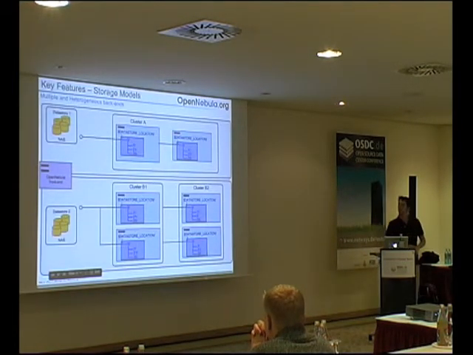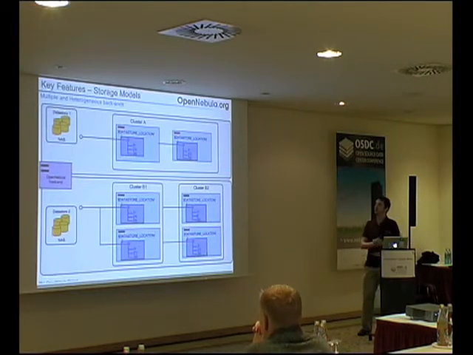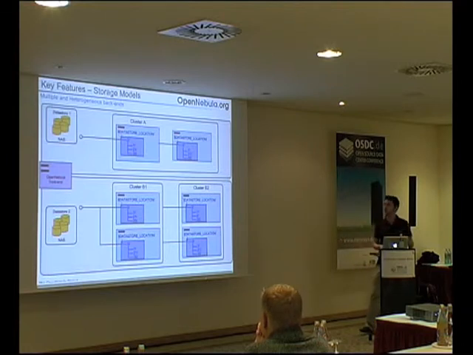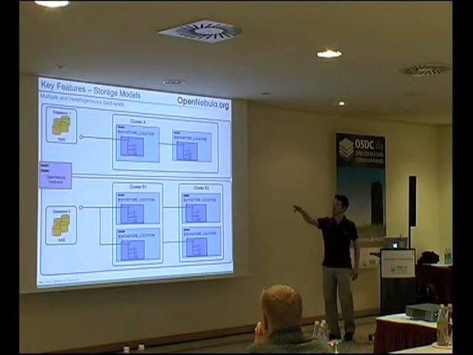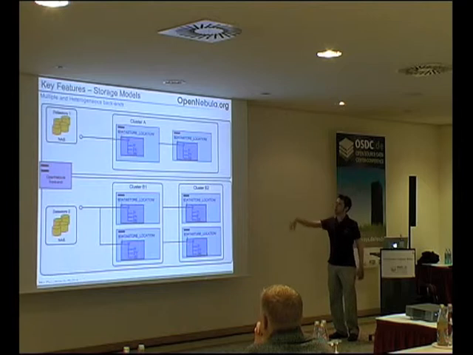Okay, as I said before, we are going to talk a bit about the key features of OpenNebula. One of them is the ability to handle different storage models. You have multiple and heterogeneous backends that can be used simultaneously in the same deployment. Here you can see the OpenNebula frontend. It's managing different clusters.